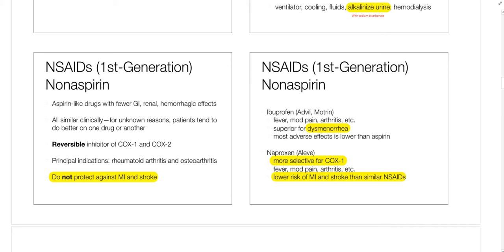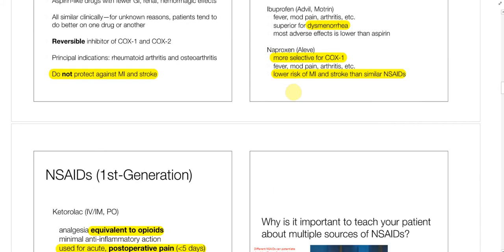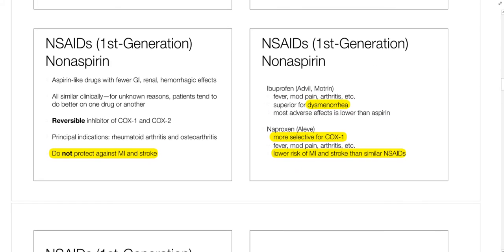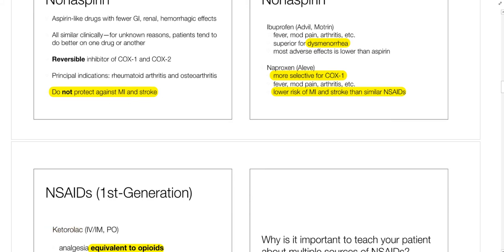The principal indications of these are rheumatoid arthritis and osteoarthritis. You've got to remember, these do not protect against MI and stroke. Only aspirin can do that. The main three are ibuprofen, naproxen, and ketorolac.